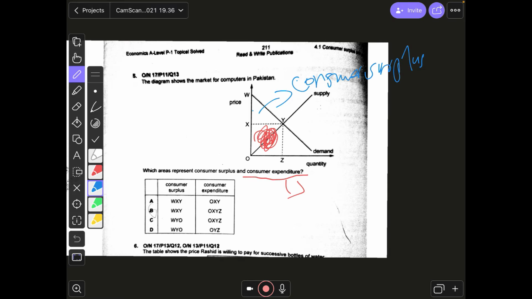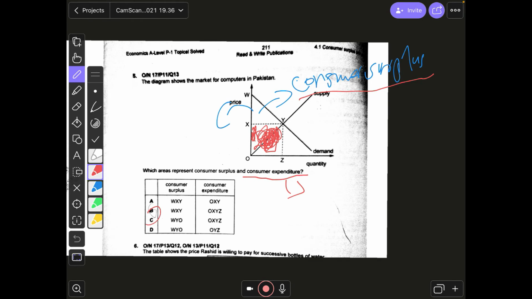Right? So let's look at the choices. A says consumer surplus is WXY, which, well, it is. It's this triangle WXY, so that's true. It says consumer expenditure is OXY. The consumer expenditure is not OXY, rather it's this whole square, right? Because the consumers are willing to pay all of the trapezium, but they only actually have to pay the square. And so they end up paying the square only, which leads to consumer surplus.